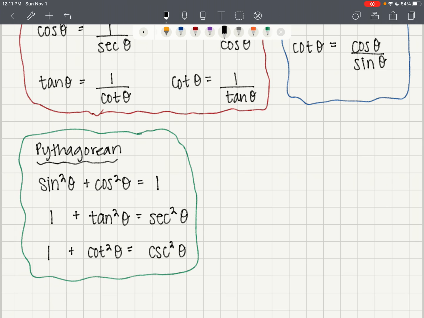And then we have 6 more. These are cofunction identities.